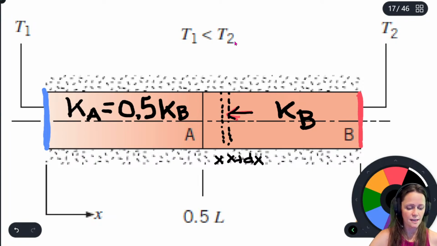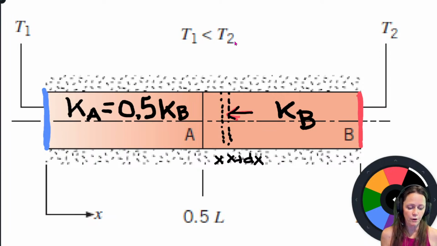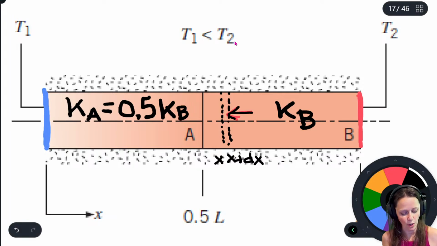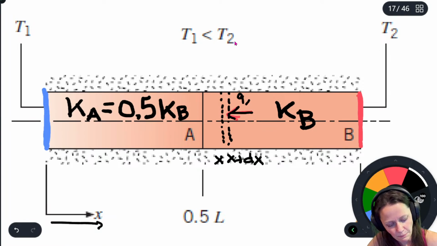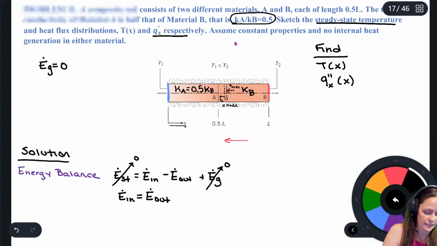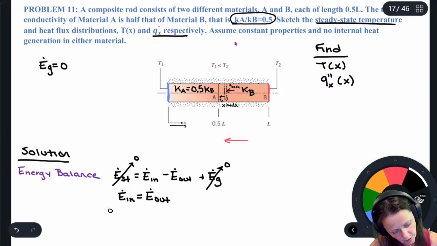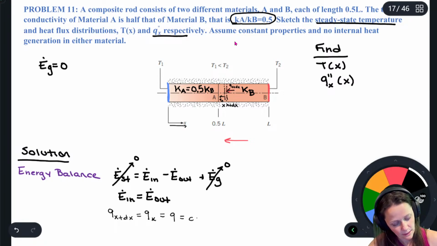No, just because they've already defined the coordinate system. So I'm just going with this is in the direction of increasing x. But it won't really matter. So this is q at x plus dx. This guy is q at x. All that tells me is that q at x plus dx is equal to q at x, which is just some constant.